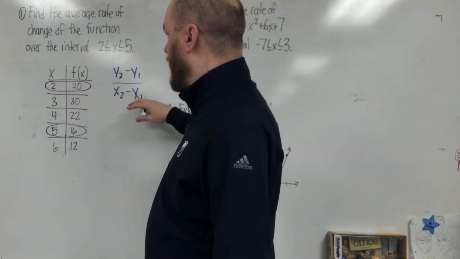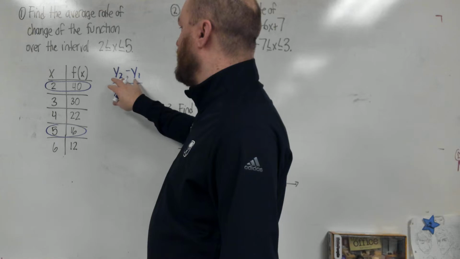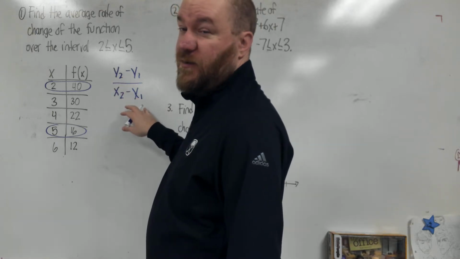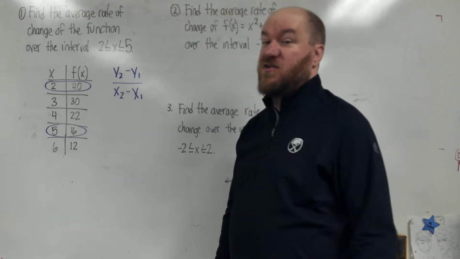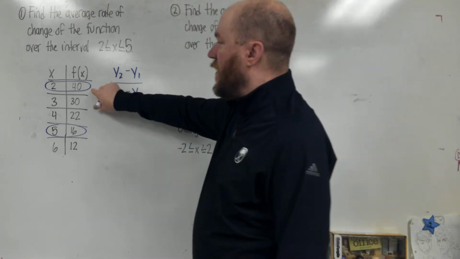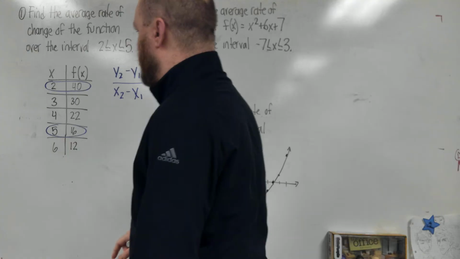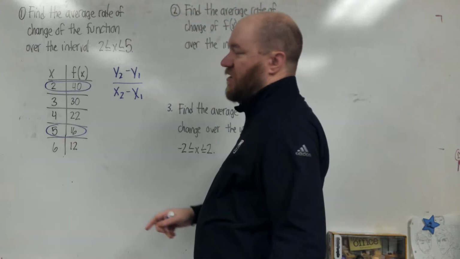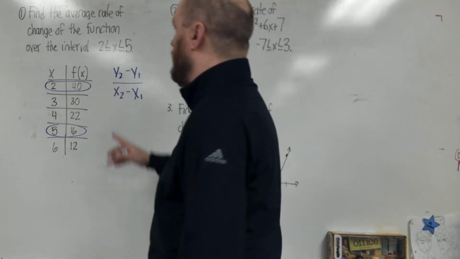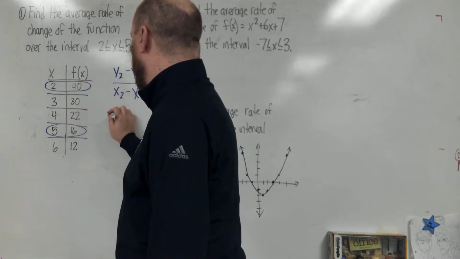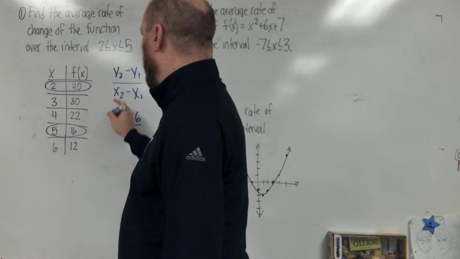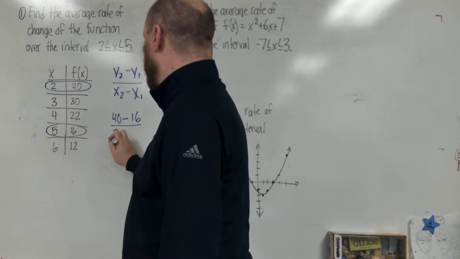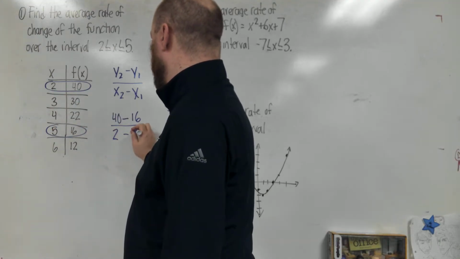Y's go on top, x's go on the bottom. Now it's asking for y2 and y1 and x2 and x1. It doesn't matter which one of these two is y2. Just make sure you're consistent. If this is y2, then this is x2, right? So usually I try to just go in the order the problem has given me here, right? So y2 could be 40 and y1 could be 16 all over x2, which is 2, and x1, which is 5.